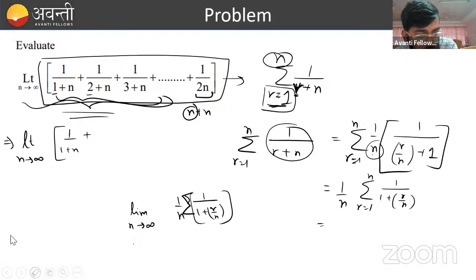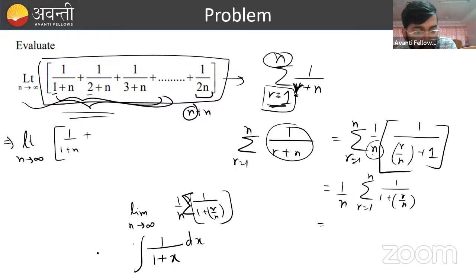Summation is supposed to be replaced by integration. So we'll write this as integration. Summation has been replaced by integration. Limit summation has been replaced by integration. 1 upon 1 plus r by n. Okay. So r by n is supposed to be replaced by x. Keep that in mind. And 1 by n is supposed to be replaced by dx.